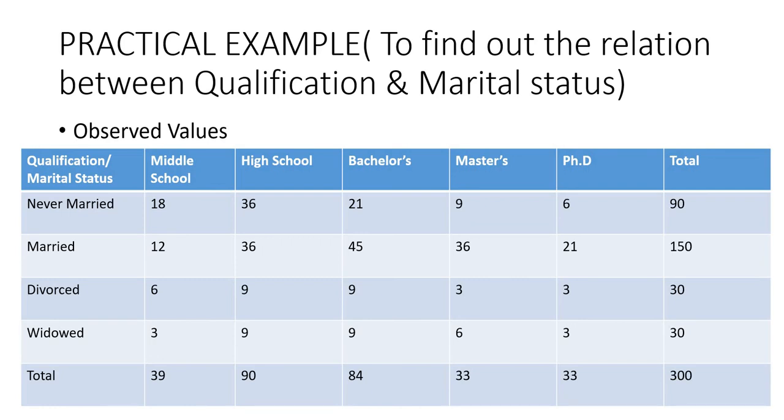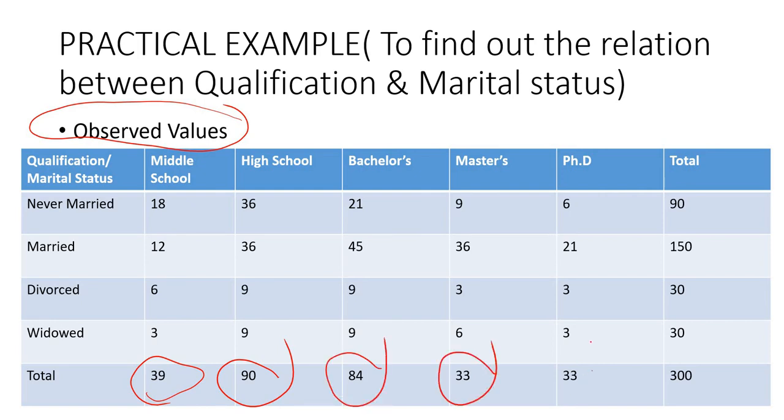Let's discuss a practical example to find out the relationship between educational qualification and marital status. This is the table of observed values for educational qualification and marital status. The data is given here: never married, married, divorced, widowed, and the total is also there. We have the column-wise totals, the row-wise totals, and the grand total is also available here. So these are the observed values.